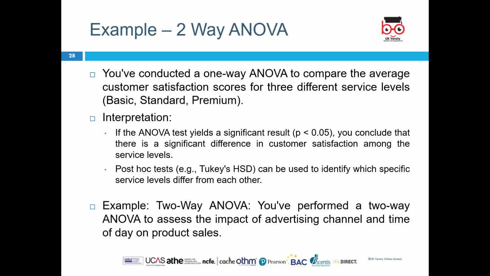So this is the interpretation of a one-way ANOVA test. Here we have considered a one-way ANOVA test to compare the average customer satisfaction scores for 3 different service levels, which is basic, standard, and premium. The interpretation is that if the ANOVA test yields a significant result, which is P is less than 0.05, then we conclude that there is a significant difference in customer satisfaction among the different levels.